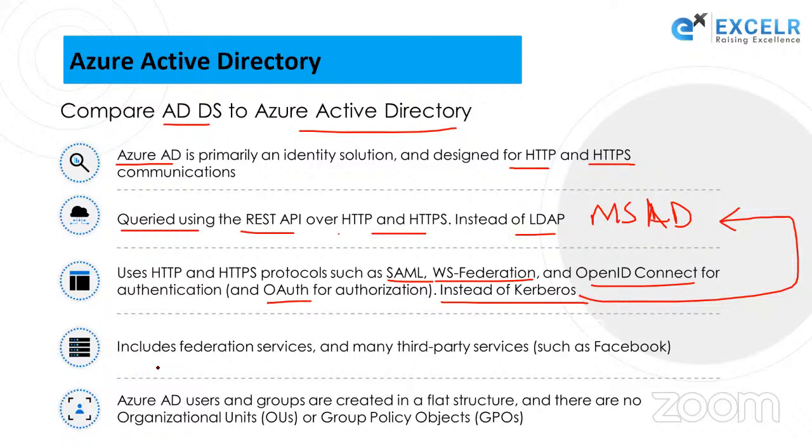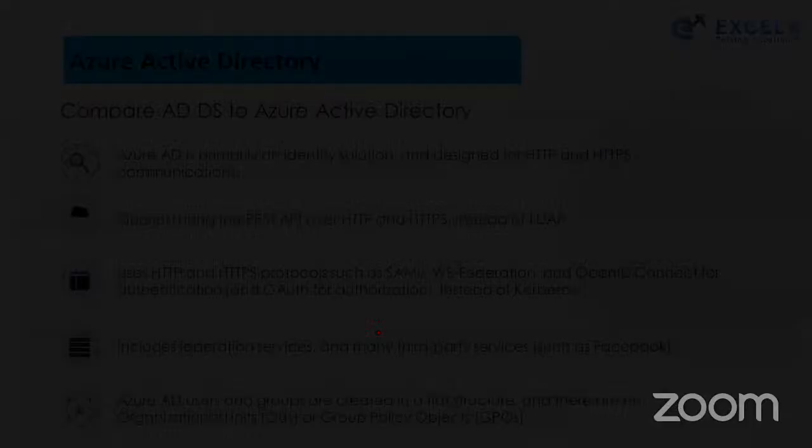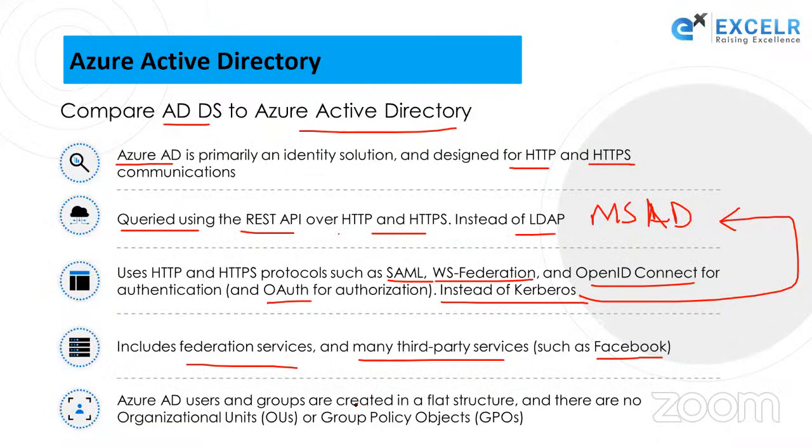Your AAD will include federation services and integrate with third-party services like social media providers, such as Facebook, Google, and so on. Your Azure AD users and groups are created in a flat structure, and there are no OUs or group policies attached to that. So this is how it is going to be connected.